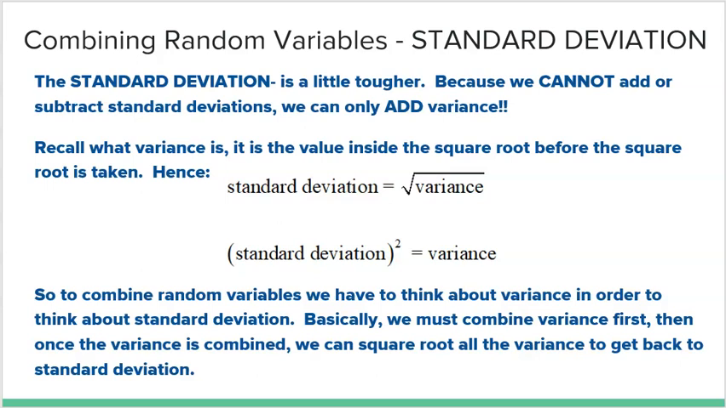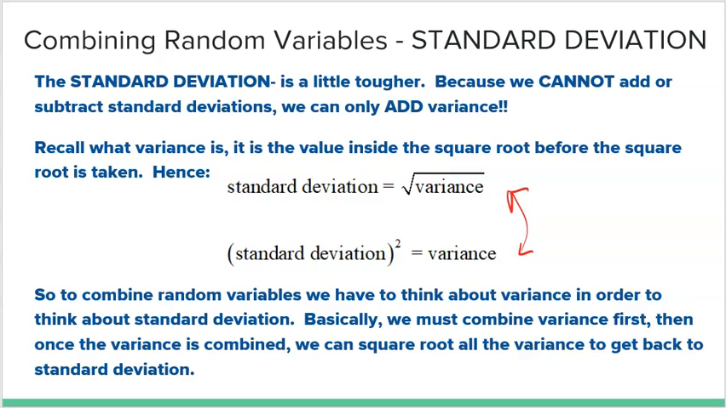All right, first, recall what variance is. Variance is the value inside the square root before the square root is taken. If you remember, we recently went over this. The standard deviation is equal to the square root of variance. So that implies, if you square both sides, simple algebra, that standard deviation squared is equal to variance. So these two things work interchangeably. Standard deviation is the square root of variance, or standard deviation squared is equal to variance. It's simple algebra.